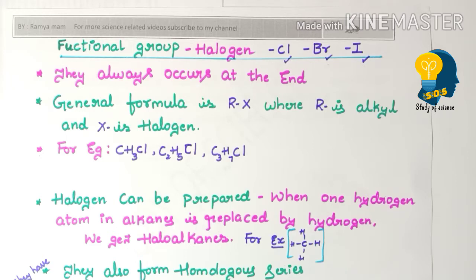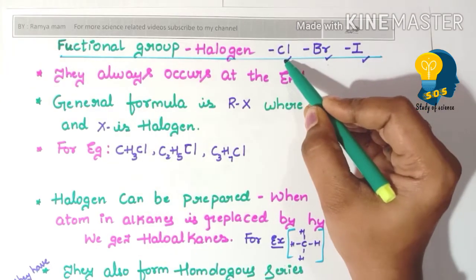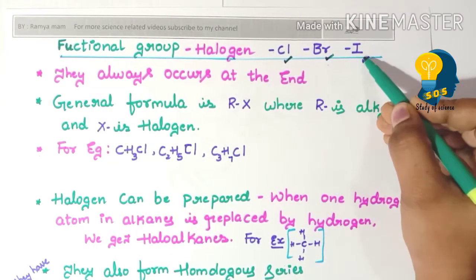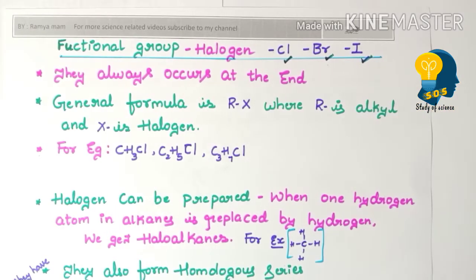Students, in the previous session, I have completed explaining the functional groups alcohol, aldehyde, carboxylic acid as well as ketone. In this session, now I am going to explain the next functional group, that is halogen. The examples for the halogen are chlorine, bromine as well as iodine. Now let us understand the properties of the halogen group.